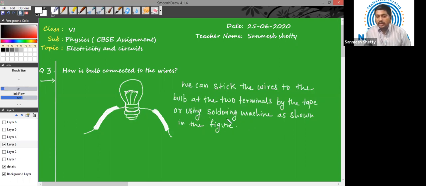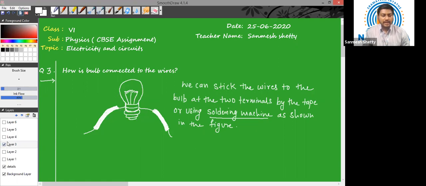use a soldering machine. Now, what does this soldering machine do? It uses molten metal or sticky metal to make the connection to both the ends. So when we heat the metal, it melts. Using that melted metal, we can make the connection of the wires to both the terminals of the bulb. So either we can use sticky tape or we can use a soldering machine to make the connections. And this is the diagram. I hope the point is clear.